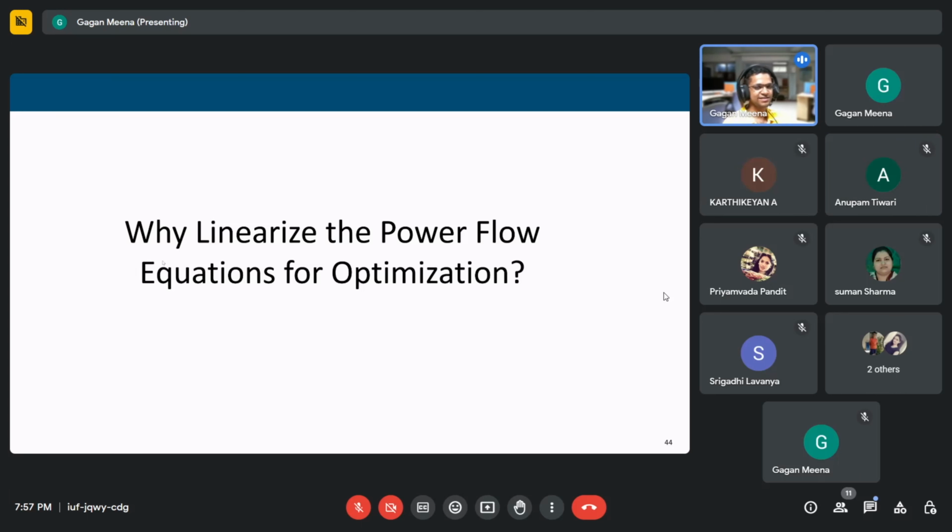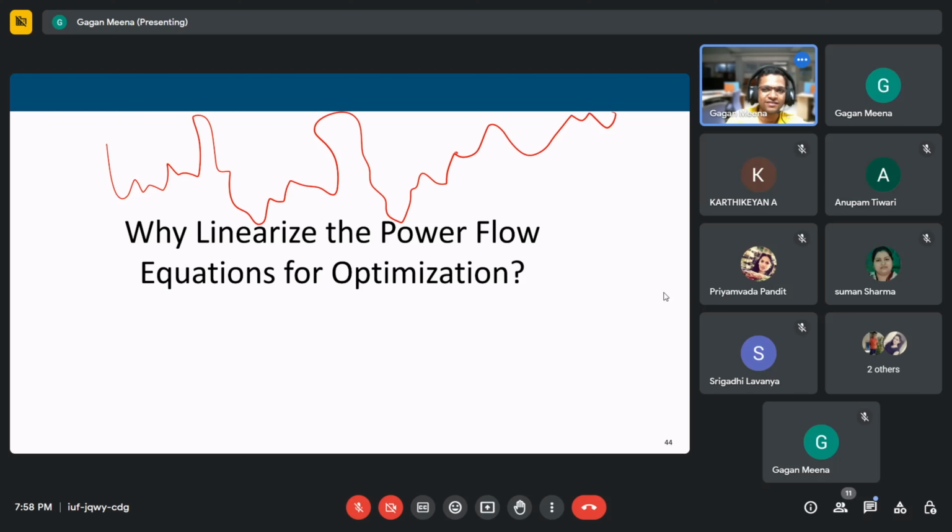Next question is this. Why linearize the power flow equation for optimization? Optimum solution? Even a non-linear equation will also give an optimal solution. We can get computational burden is less. Yes, that is true. As soon as non-linearities come into the system, it becomes very difficult. Also, in a non-linear system, there can be several maxima and minima. We may be here, and we are minimizing something. We may end up here, although the global minimum is this one.